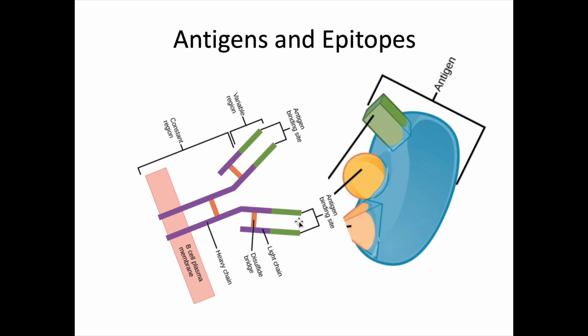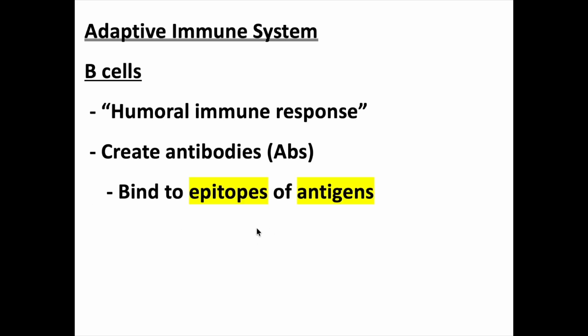It's not binding the entire thing all at once. It's binding to a specific part of it. So the key terms: define an epitope as a very specific structural region of an antigen. So you could say antibodies bind to antigens. You could say antibodies bind to epitopes. Those are both correct statements.